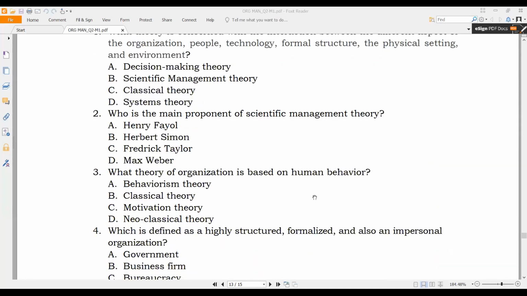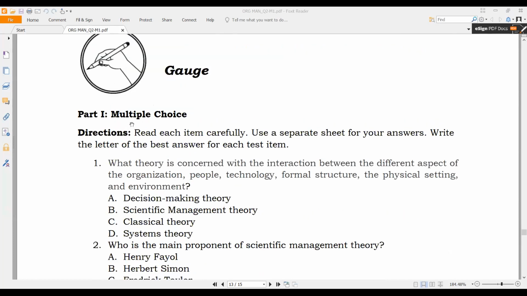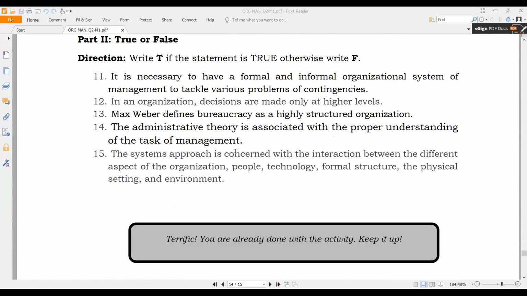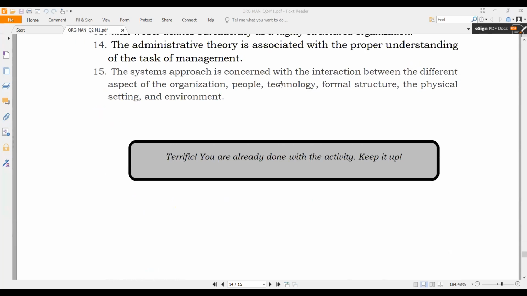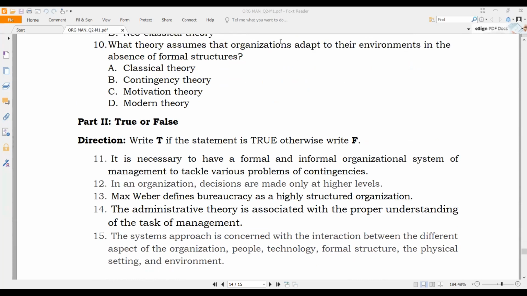Wala pa kayong module. I'll be sending the module later on. And you are to answer gauge only. Yung gauge natin. Ano yung gauge? Let me share. Okay. So ang gagawin niyo po ay to answer gauge. That is page 13 ng ipapadala kong module. That is just part 1, which is the multiple choice. And part 2 is the true or false, on page 14. So that is a total of 15 items. 10 multiple choice at 5 na true or false. Okay po. Question?